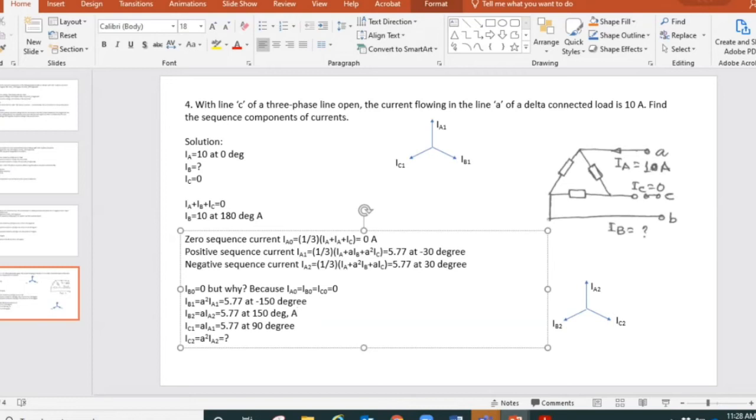Make sure that you can calculate all these values. Even if you forget the formula for IB2, IC2, IB1, IC1, how can you get them from the very fundamentals, where you don't need to remember anything? Just basics will help. So for IC2, I'm getting 5.77, but the angle is minus 90.